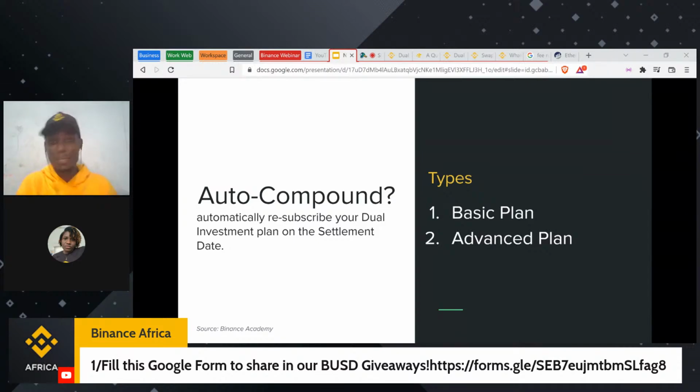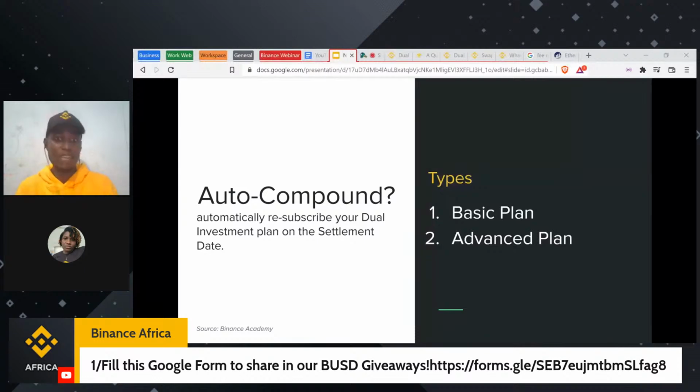So you can enable or disable the auto compound plan up to 30 minutes before the settlement date. If you want to disable the auto compound, you have to do that 30 minutes before your selected settlement date and time is reached. While enabling the auto compound feature, you will choose either the basic plan or the advanced plan. So how does each of the plans work?